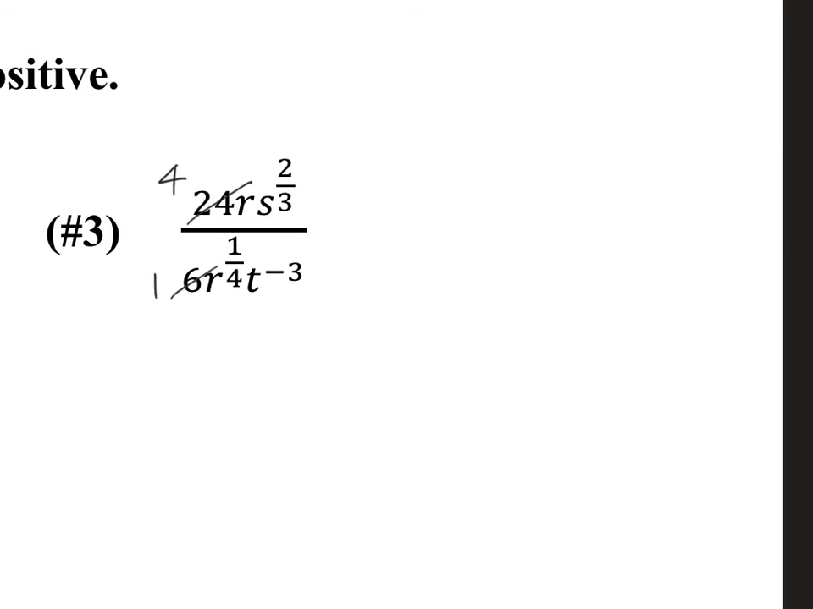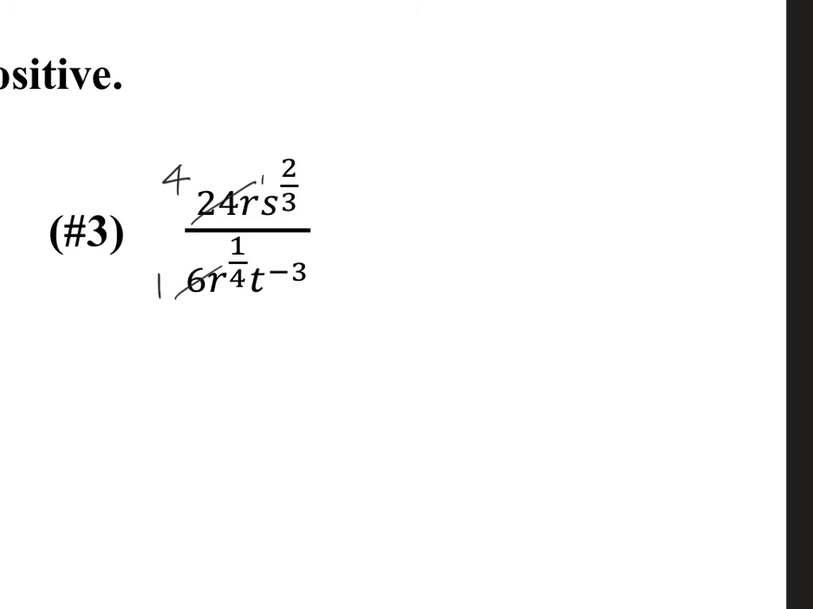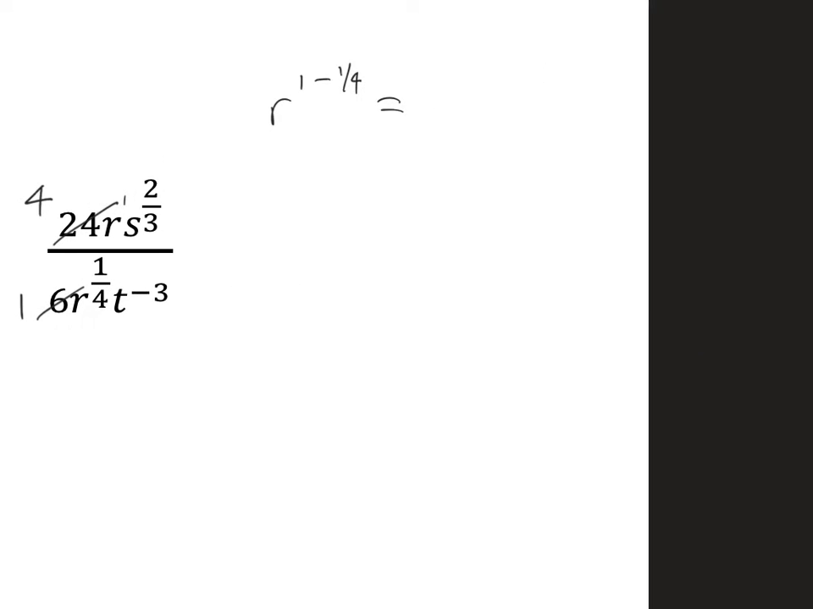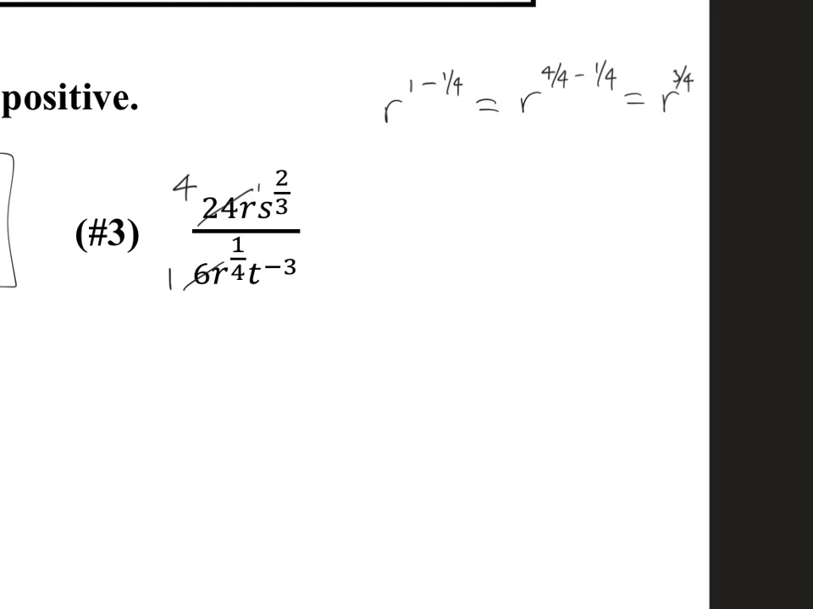All right. Now we have r to the first power divided by r to the 1/4. Well, when we divide exponents, what do we do? Do we add, multiply, or subtract? We're going to subtract. We're going to do 1 minus 1/4. But in this case, we can't subtract 1 minus 1/4. We need a common denominator here. So 1 we could write as 4/4 minus 1/4, which equals r to the 3/4. Okay, so that's going to be r to the 3/4.